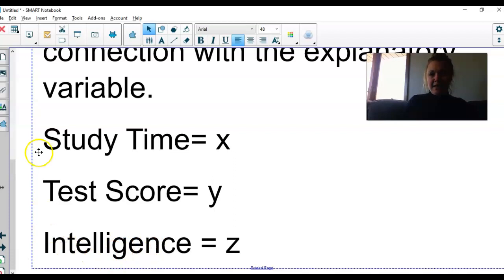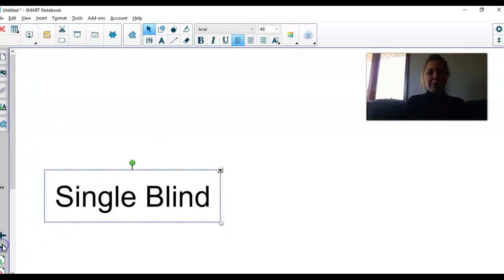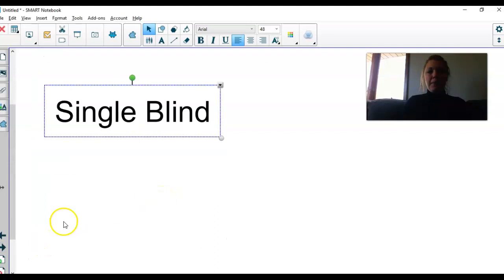So I connected that intelligence to the study time. Now I think I did a better job of that because I had it all highlighted and I spent some more time with it in the previous video. So check that previous video if you need a little bit longer with that. But just making sure that the lurking variable also has a connection to that X variable as well, that's study time, okay? All right. What does a single blind experiment mean?